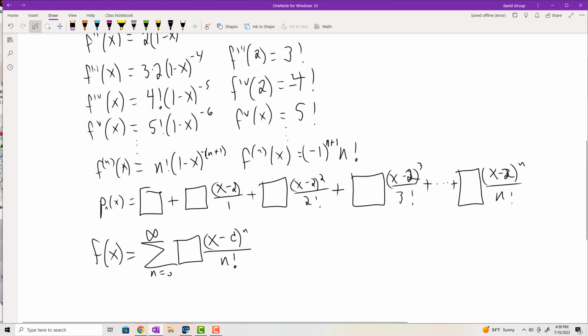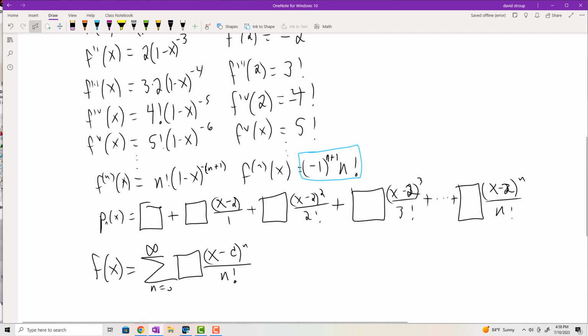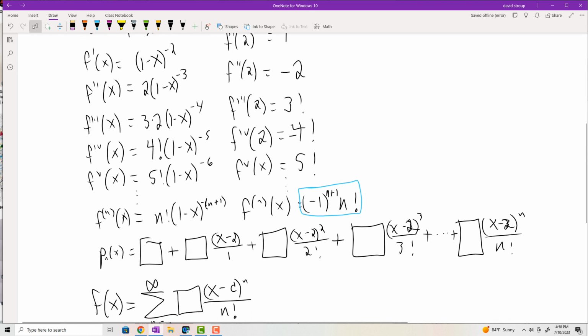And so for our case, the thing that's going in the blank is negative 1 to the n plus 1 times n factorial. It's going to be this guy right here, right? So if we just copy and paste, what do we get? We get negative 1, 1, negative 2, 3 factorial, all the way up to negative 1 to the n plus 1 times n factorial.